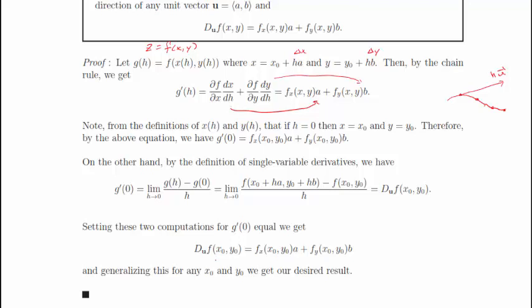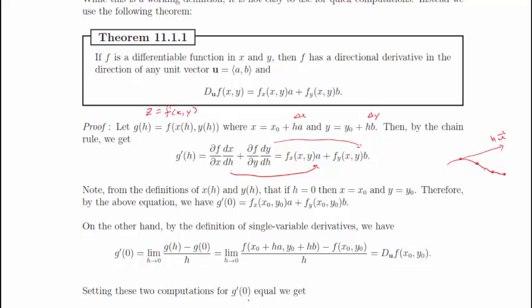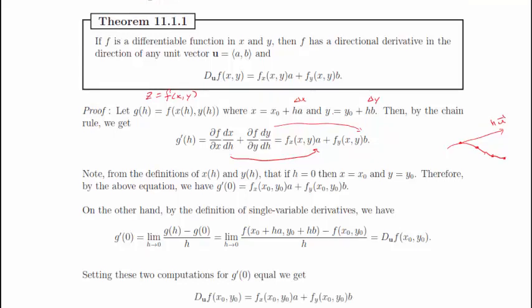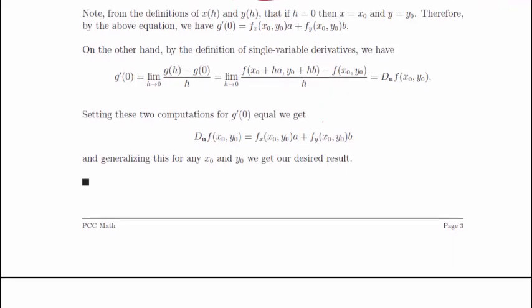So we can then say, okay, this was if we'd started at a specific x naught, y naught, but we could start at any x naught, y naught that we want, and doing that we would get our result that we have up here in the theorem, that the directional derivative D sub vector u of f of x comma y equals f sub x of x comma y times a plus f sub y of x comma y times b. That's it. That's our proof. So this should work, and we've used it now.